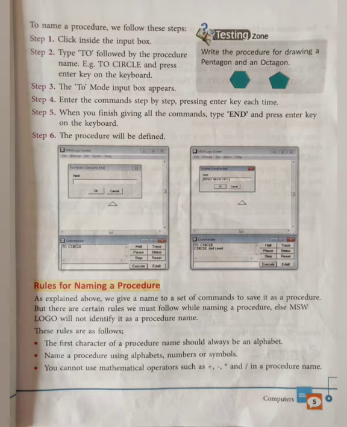Example, to circle, and press the enter key on the keyboard. In step 2, you have to type the title. And step 3, the input box appears. After typing the title, in step 3 we get the input box.